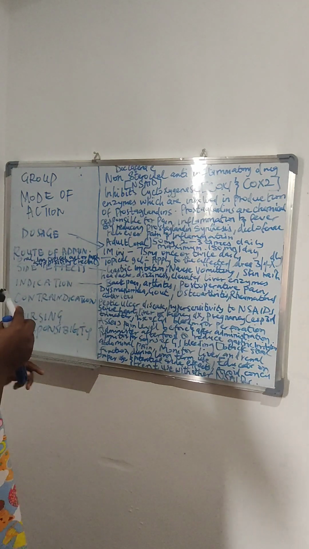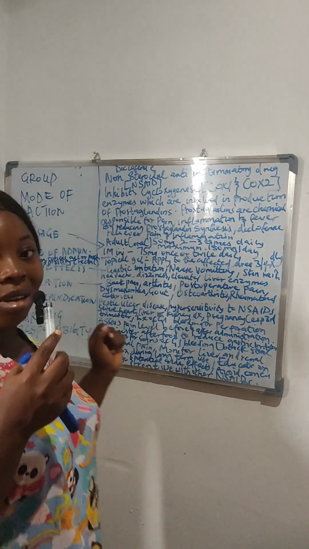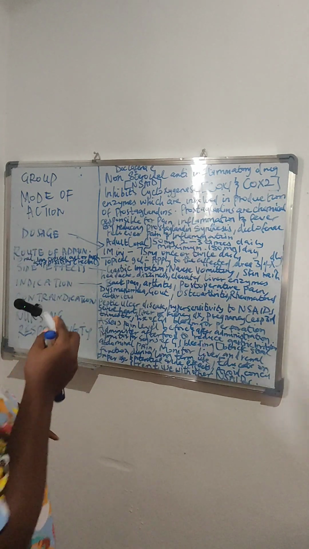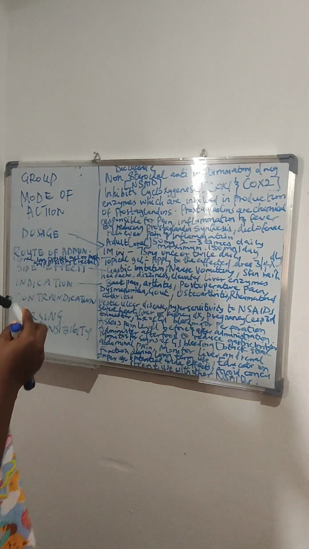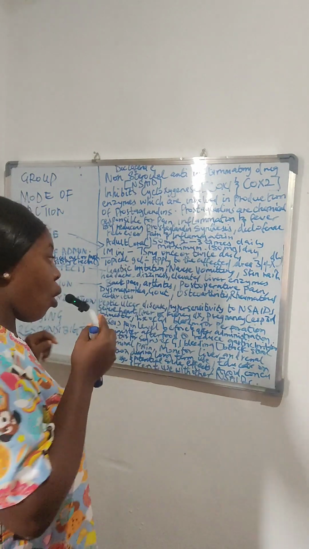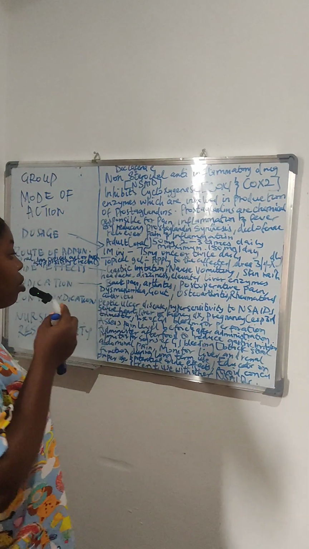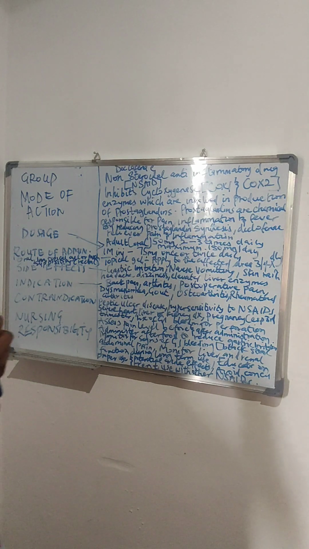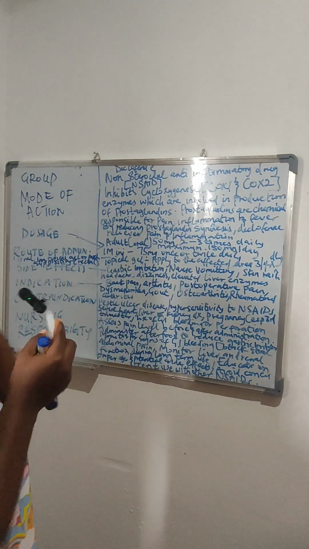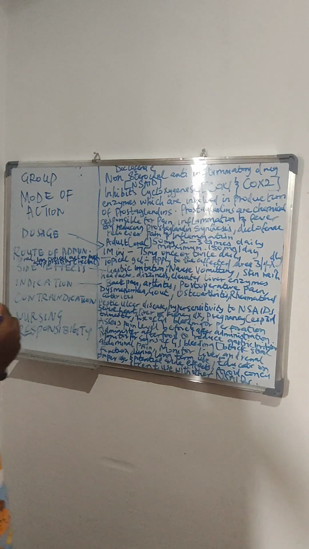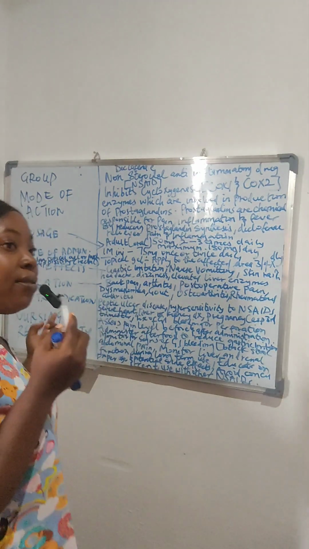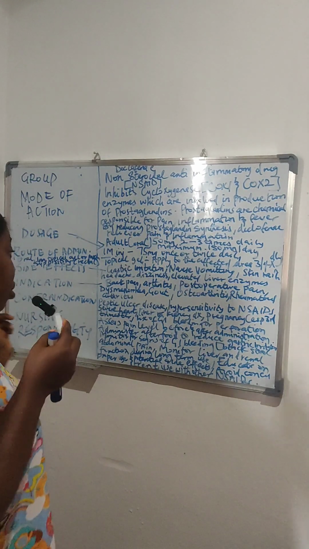The contraindications are peptic ulcer disease, hypersensitivity to NSAIDs, severe heart, liver, or kidney diseases, pregnancy, especially in the third trimester, and history of gastrointestinal bleeding or perforation. If the patient has any of these conditions, do not give or prescribe diclofenac.